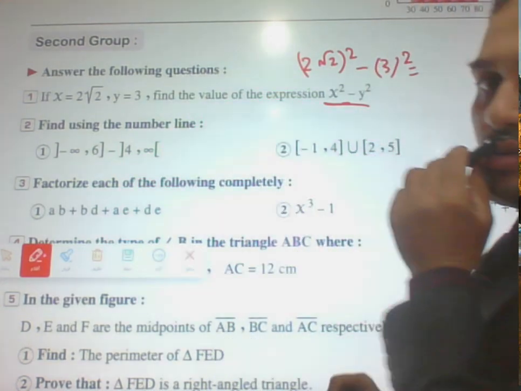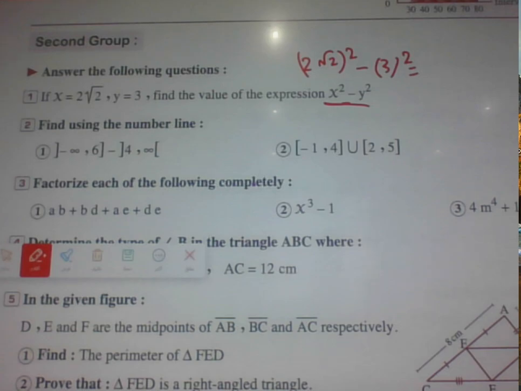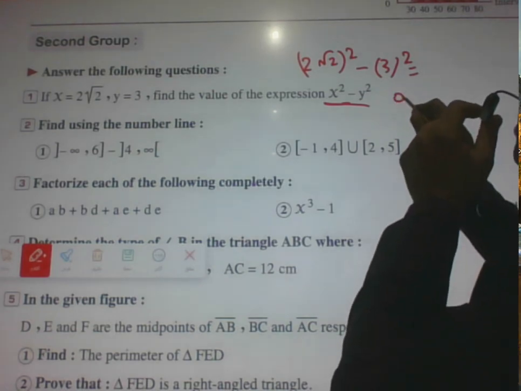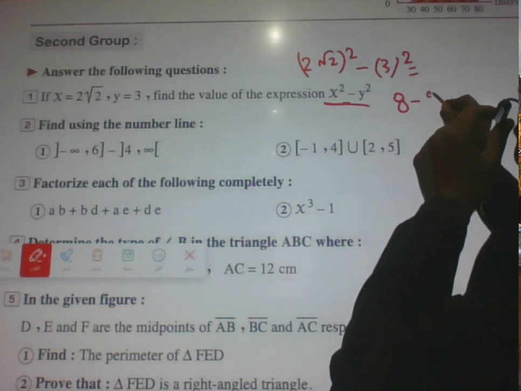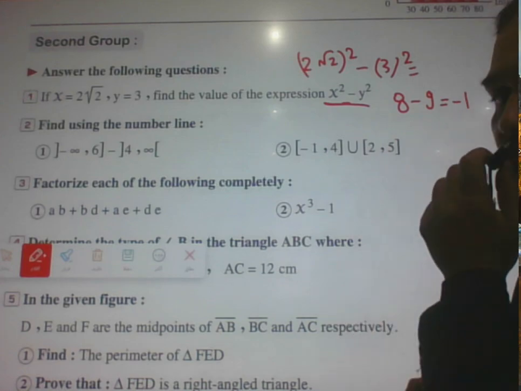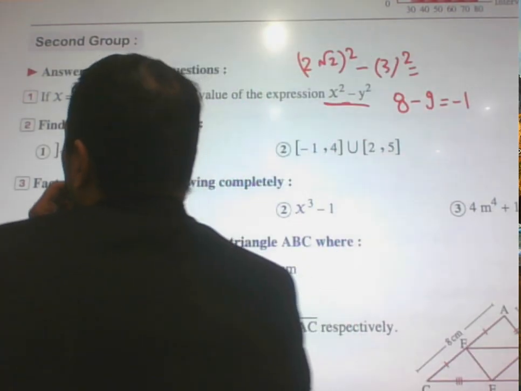2 root 2 power 2 will be 4 times 2 equals 8. Subtract 3 power 2, which is 9. 8 minus 9 equals negative 1. Then the result will be negative 1 for this example.